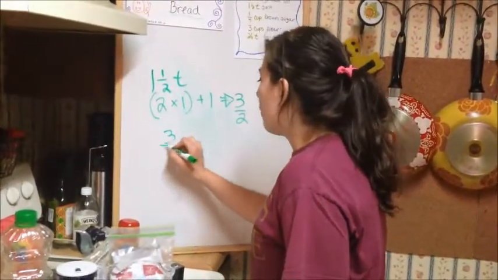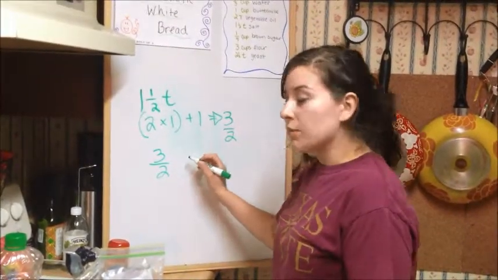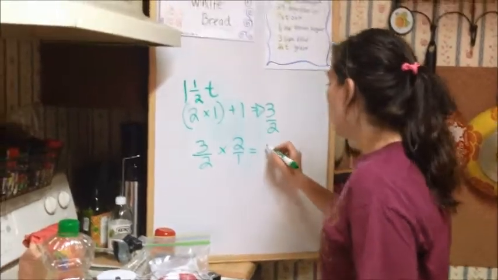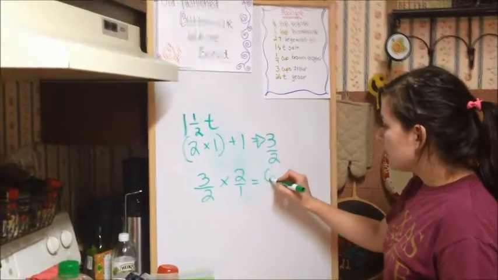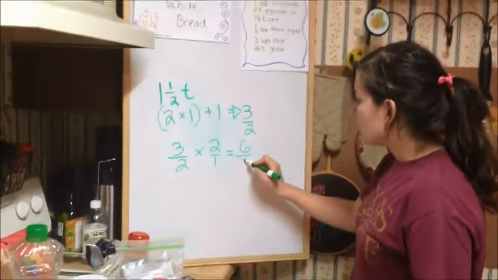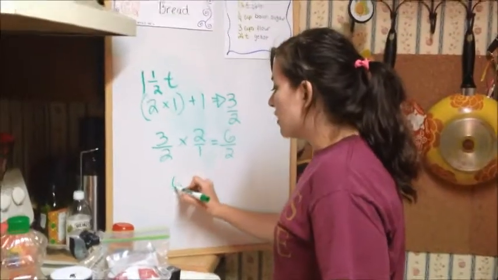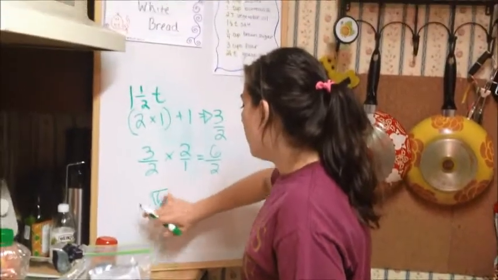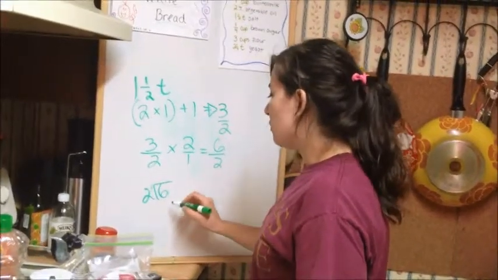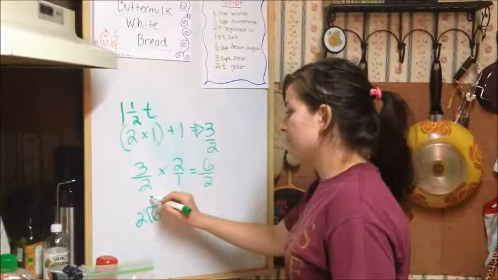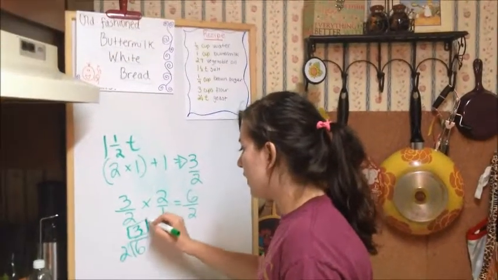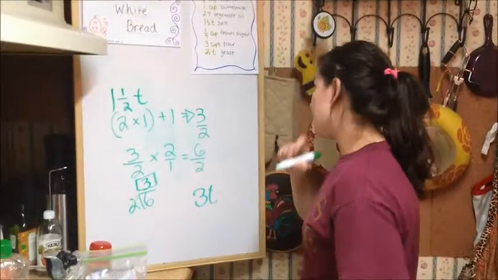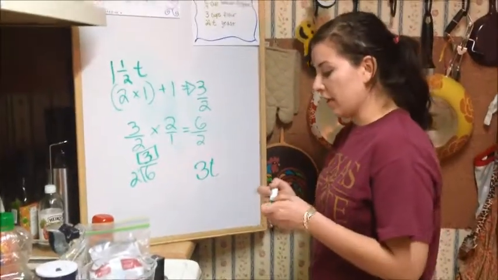So we have 3/2, and we're doubling the recipe, remember? So we're going to multiply it times 2/1. 3 times 2 is 6. 2 times 1 is 2. So then we're going to make it back into a whole number. And lo and behold, it's just going to be 6 divided by 2, which you should know is 3. So 3 is what we're going to put into our bread, 3 teaspoons of salt. So let's go ahead and do that.